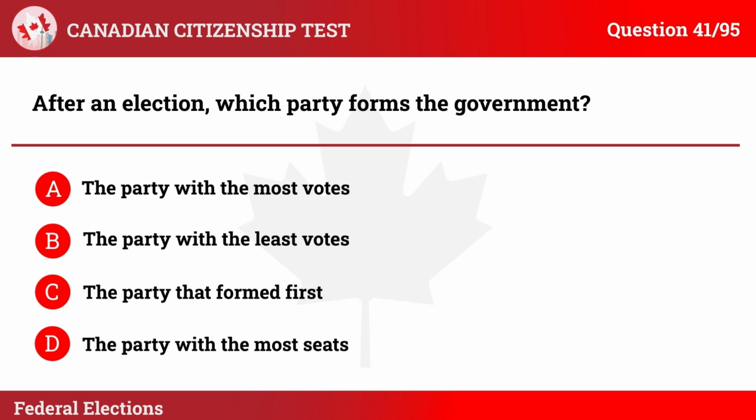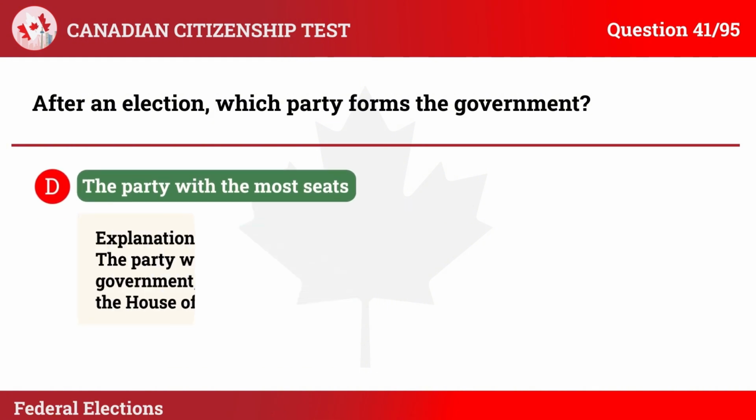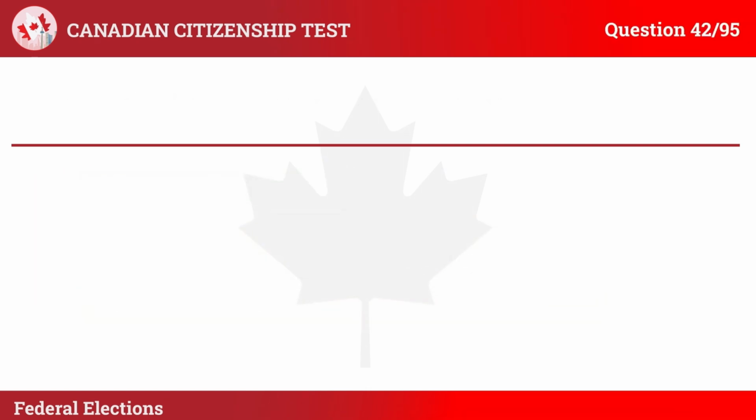The correct answer is D. The party with the most seats. Explanation: the party with the most seats after an election forms the government, which reflects the majority representation in the House of Commons.